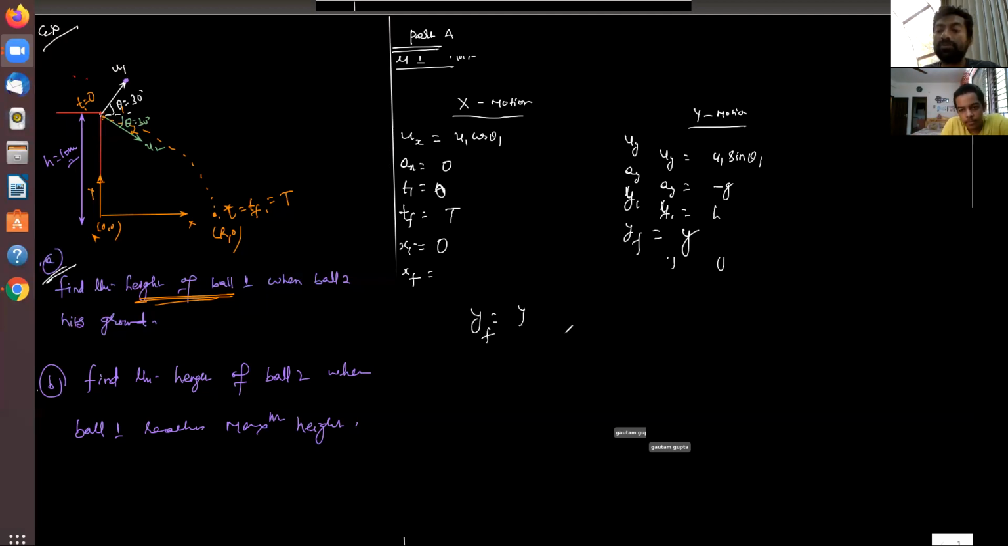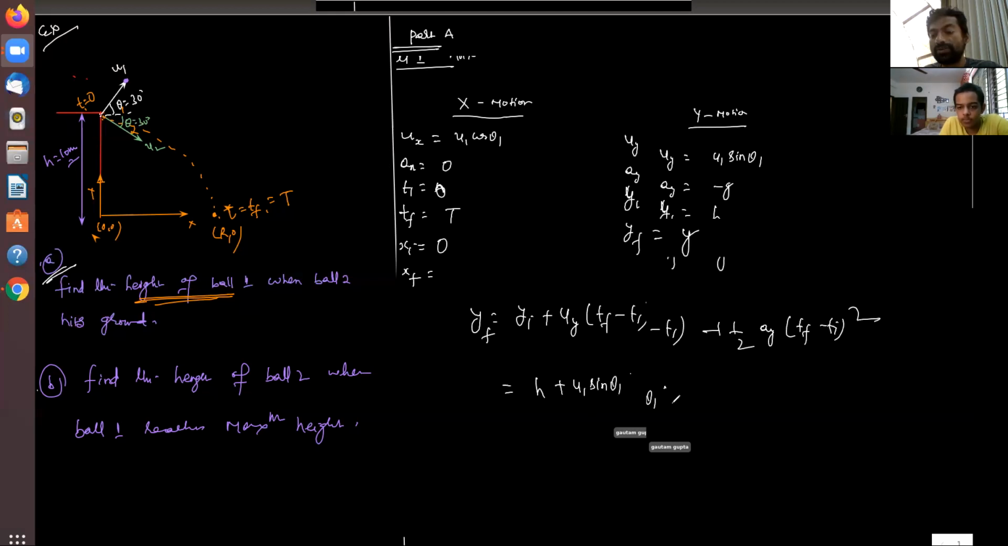So yf is equal to yi plus uy into tf minus ti plus half into ay into tf minus ti whole square. So what is yi? Yi is h. What is uy? Uy is u1 sine theta 1. Tf is your t, minus 0, minus half g into t square. Put t from part 1.